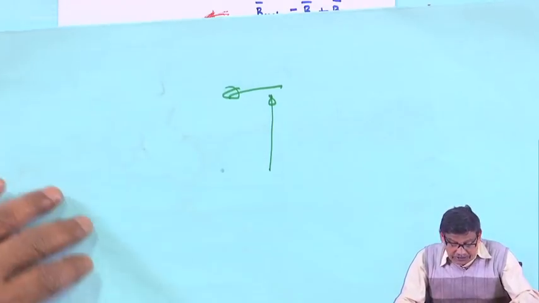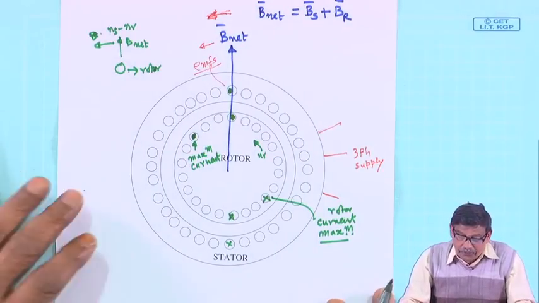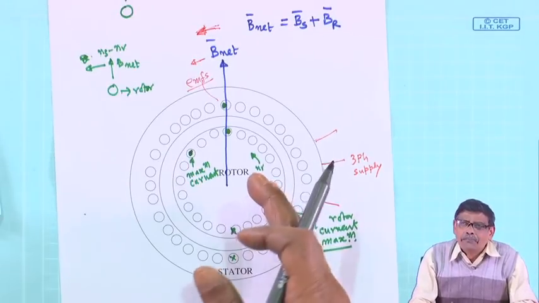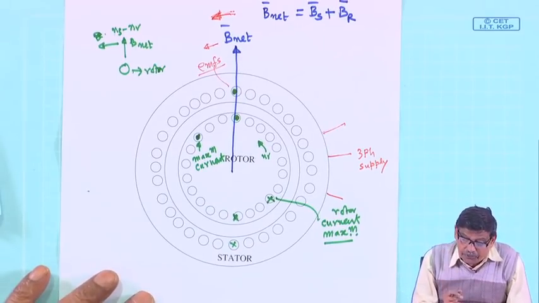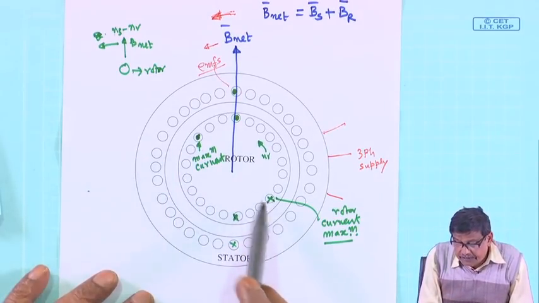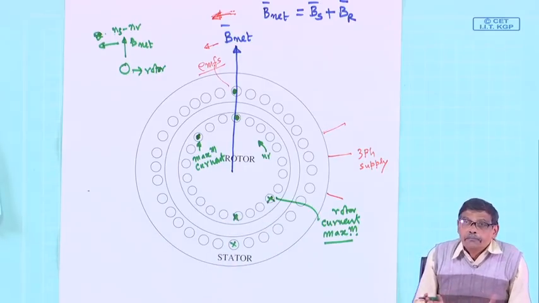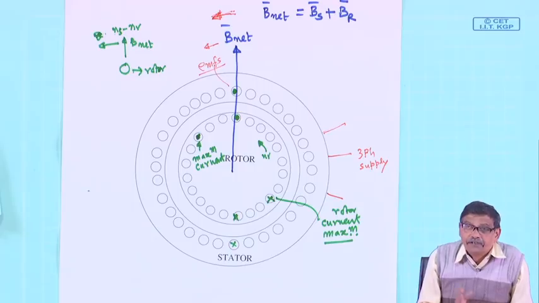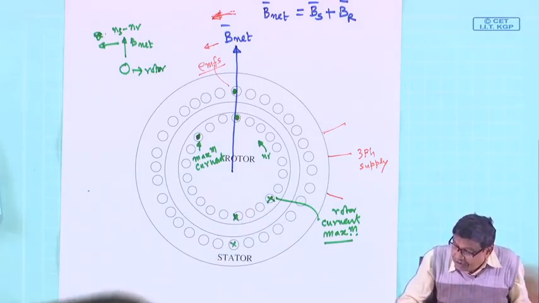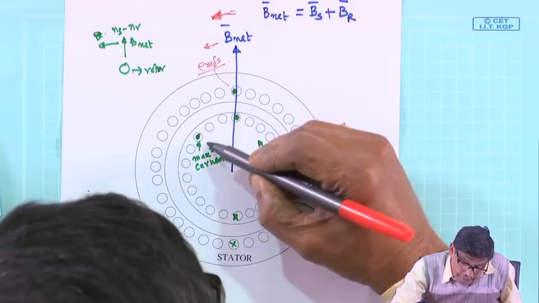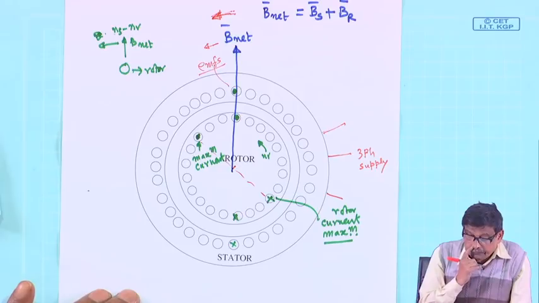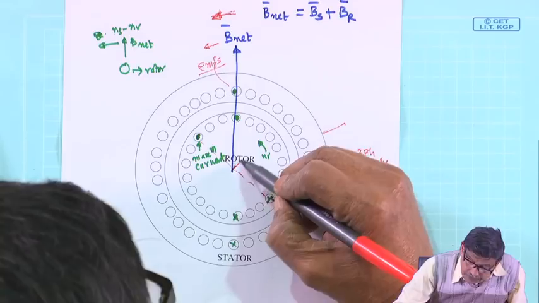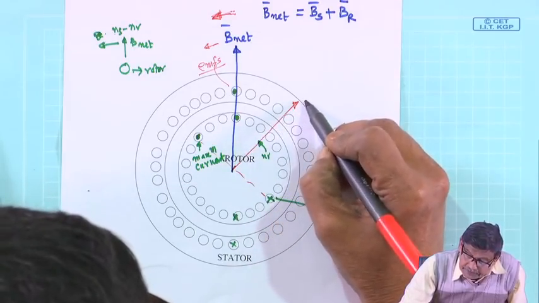Now, here is a situation where I conclude that out of so many conductors, they may belong to R phase, Y phase, B phase, I do not care. But I am certain about one thing, that these conductors carry maximum current. The resultant field of the rotor then must be perpendicular to this line. Is it not that the resultant rotor field must be here?